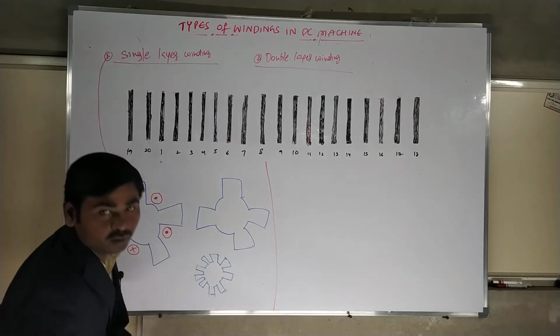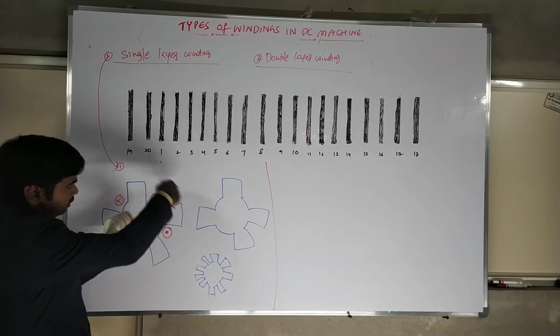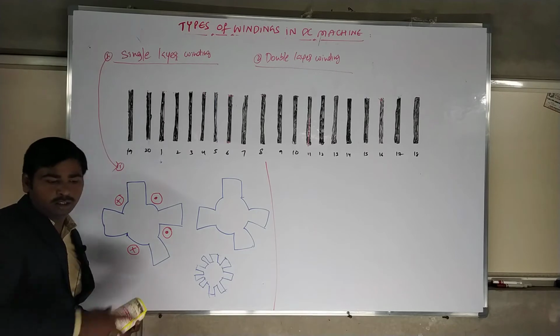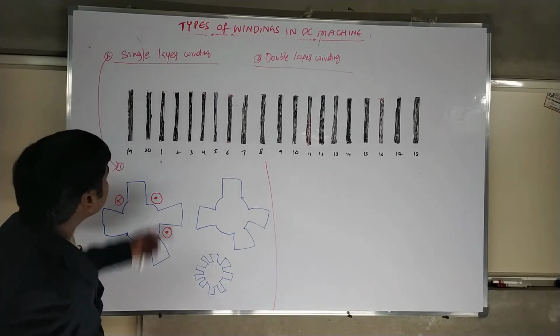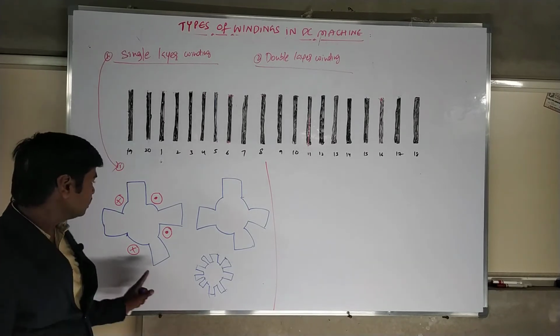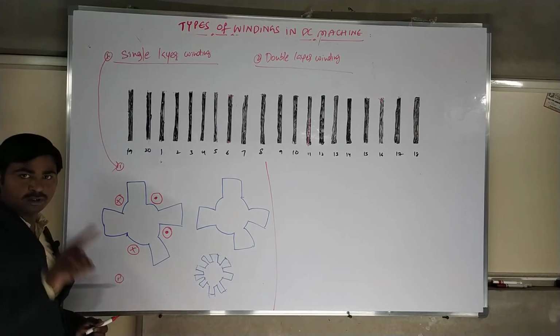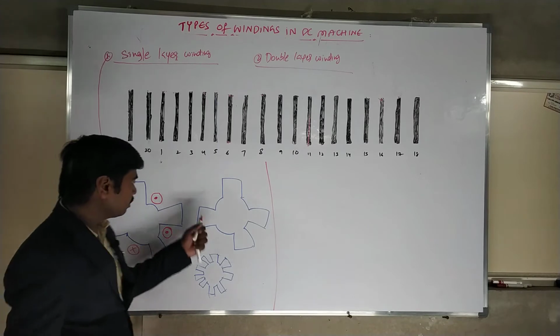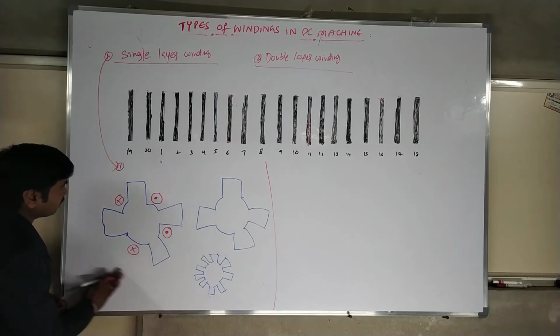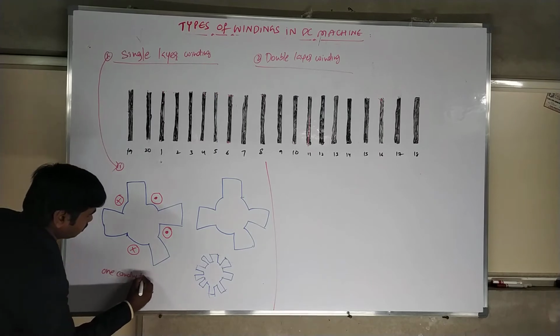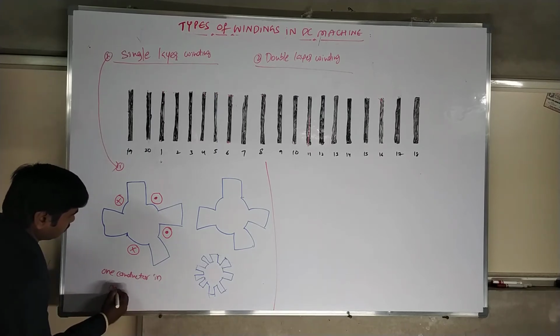It's a cross sectional view I was showing. The conductor should go like this, lap or wave, connecting like this. This is only single layer. This type of winding is called a single layer winding. This is case one. How many conductors? One conductor in one slot. See here, one conductor in one slot. If you want to write, you can write: one conductor in one slot.